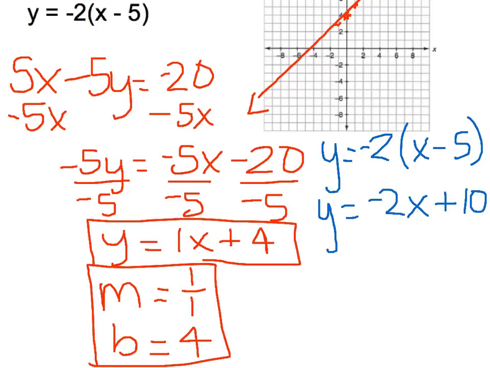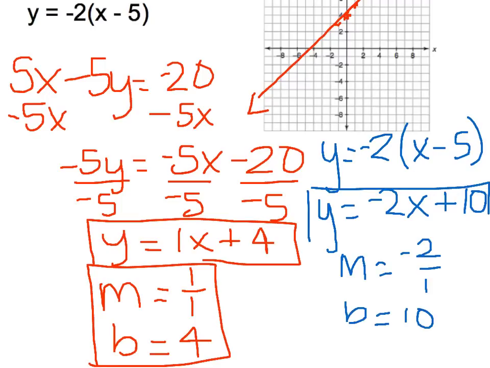Okay, compare your equation to mine. My equation is y equals negative 2x plus 10. Just in case you have a positive or a negative 10 here, remember that a negative 2 times a negative 5 is positive 10. I'm going to go ahead and jot down my slope. My slope is negative 2 over 1, and my y-intercept is 10. So here's my equation, and here is my slope and my y-intercept.